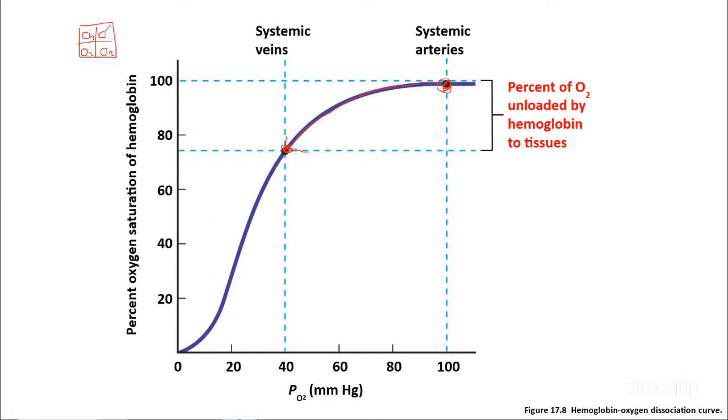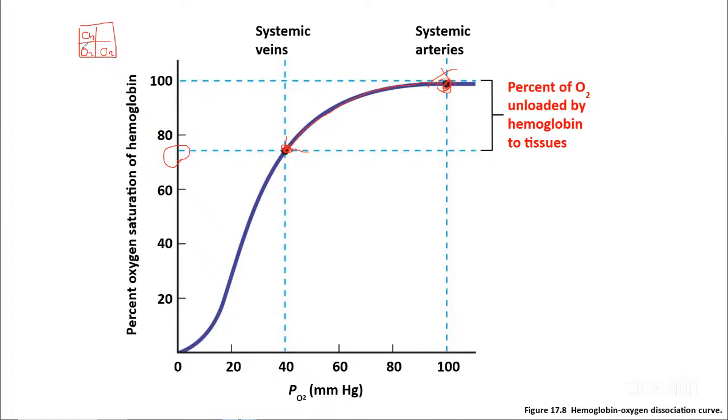So we had 4 when we were up here. We passed the tissue and we unloaded 1 oxygen and sent it to the tissue, which is why we're now at this 75 level, right? So now we only have 3 little oxygens sitting in this car. We unloaded 1 to the tissue.